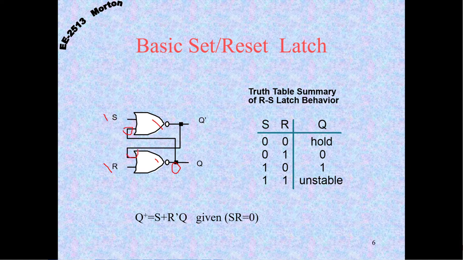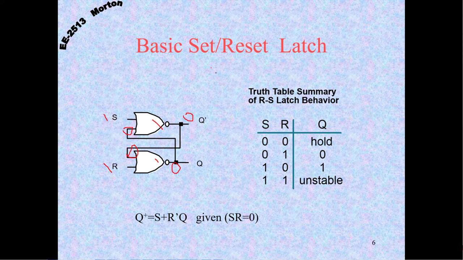And this is going to be a zero. Now, after the bubble, this is going to be a zero over here as well. So notice both Q prime and Q are zero. But remember, Q prime and Q are supposed to be the inverse of each other, so that's a problem. We're violating the rule of Q and Q prime here.